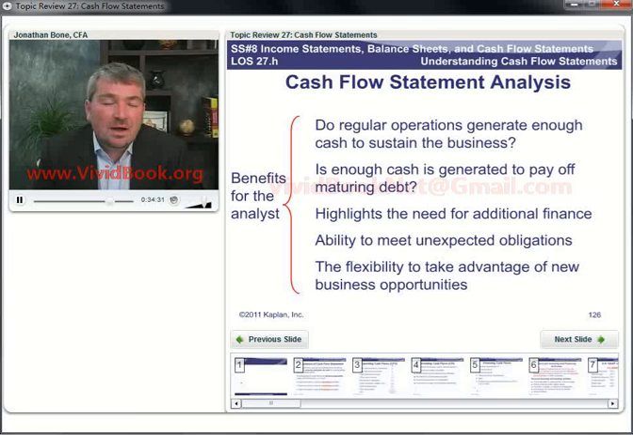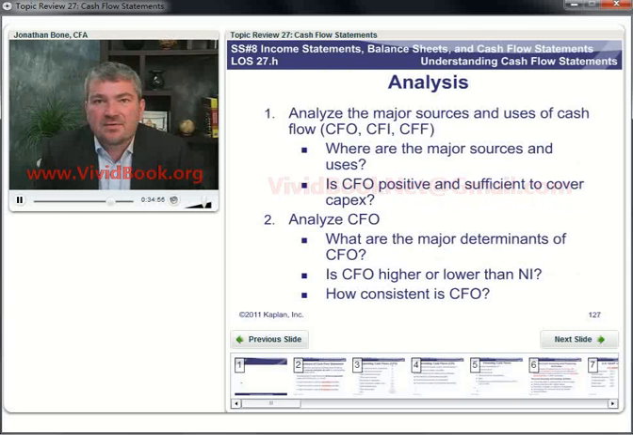Are you generating sufficient cash to pay off debt when it matures? Because if you're not, then you're going to need to raise additional finance. And remember, we said, look, are we generating enough cash from our day-to-day operations to be able to meet both unexpected obligations and to have the flexibility to take advantage of new business opportunities? Okay, so we're going to analyze, therefore, the sources and uses of cash, looking at where the major cash was generated.